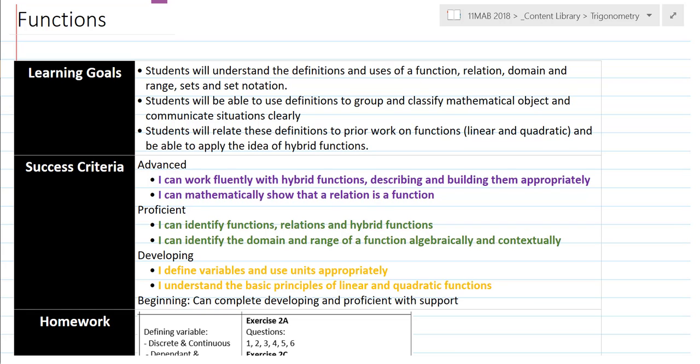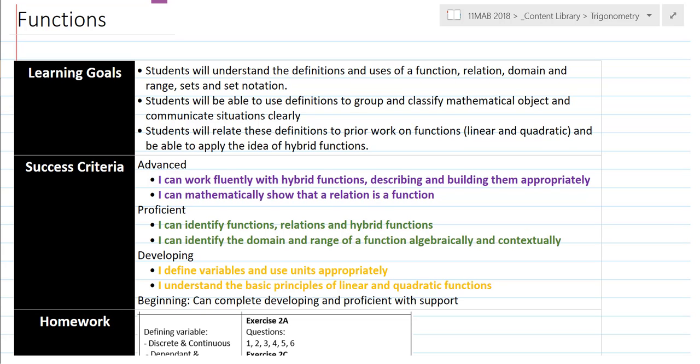So we're going to talk about functions, and I'll just quickly go through the learning goals so that you know exactly what you should be at by the end. You need to know a fair few definitions, so it's functions and relations, domain and range. We've talked about domain and range already a little bit. Sets, some set notation, etc.